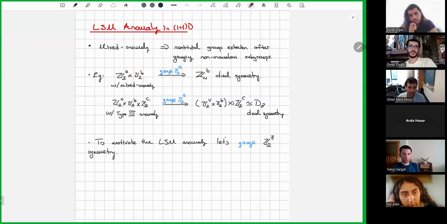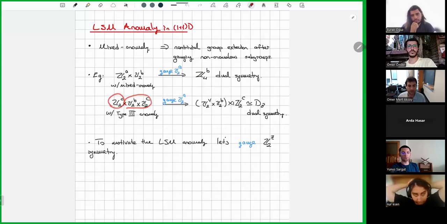Another such example is what's called a type 3 anomaly for three Z2 symmetries, A, B, C. If you gauge one of the Z2 symmetries, you get a little bit more complicated group, a non-abelian group. One of the simplest non-abelian groups is the dihedral group of order 8, D8. So that's another group extension, of Z2 times Z2 by a Z2. So to motivate the name LSM anomaly, let's gauge a non-anomalous Z2 symmetry, namely the Z2Z symmetry. I just choose that out of all the spin flip symmetries.